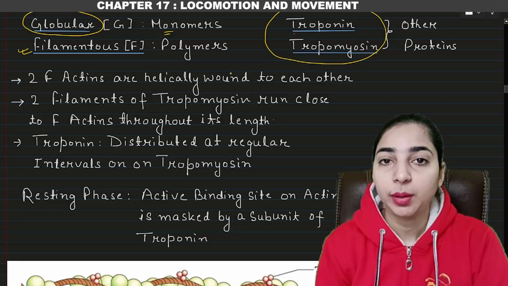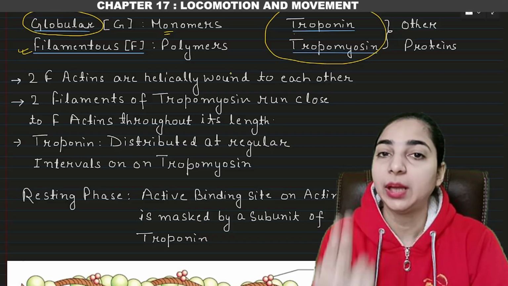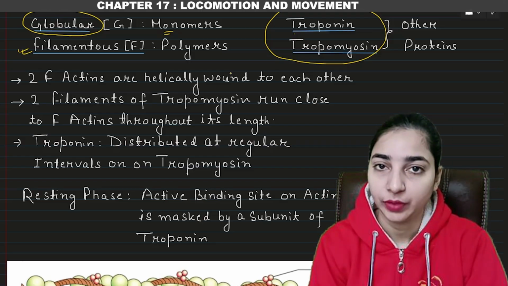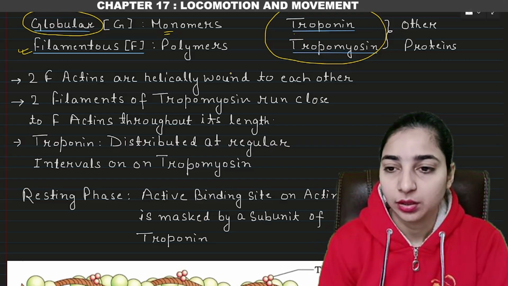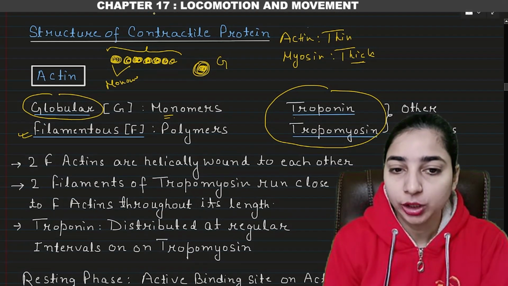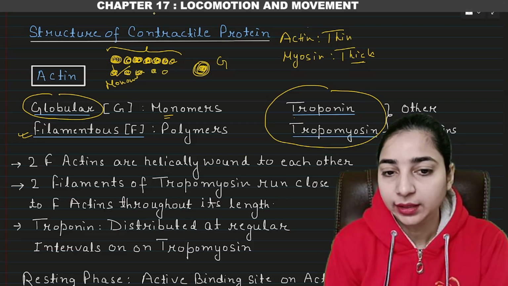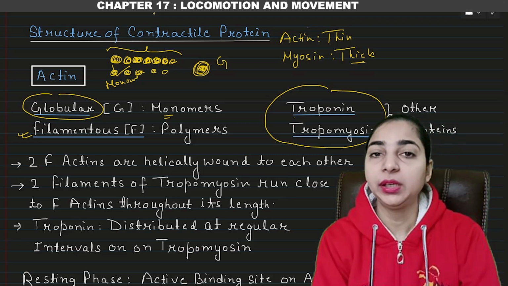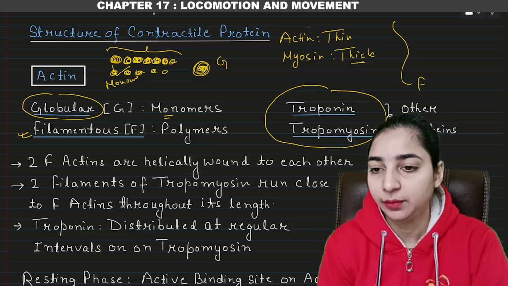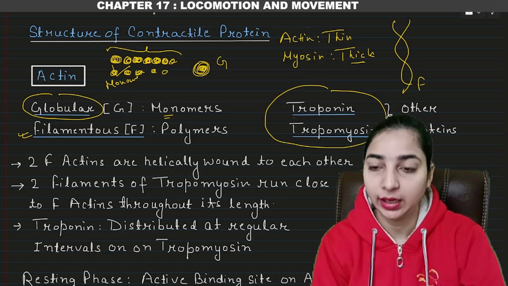First of all, you have to remember that in one actin filament, the two filamentous actins form a helical structure, right? So suppose this is one polymer, one more polymer will be there, and they will bind around each other forming a helical structure like this. So this is one F actin and this is another F actin. They are forming a helix, right?